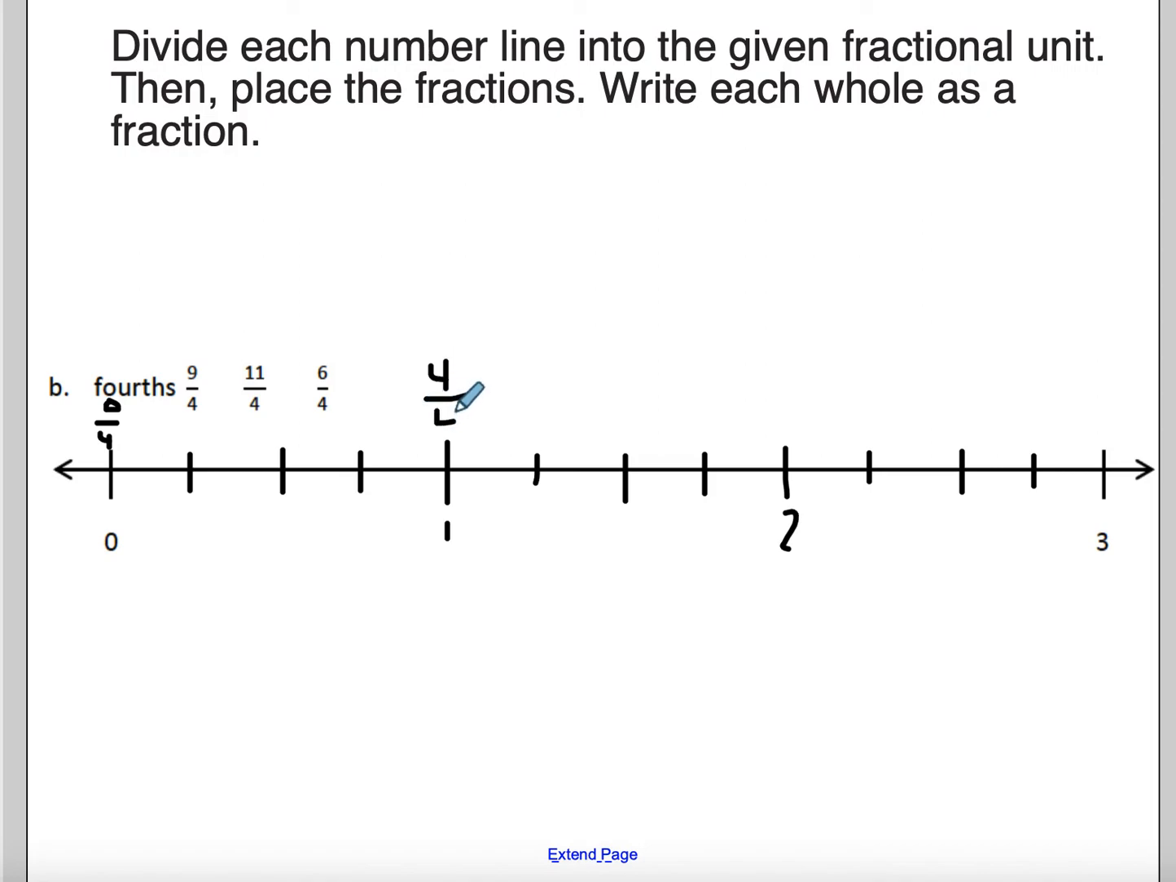When the numerator and denominator are the same, it is a whole. And then double that, 4 fourths, double that amount would be 8 fourths for 2 wholes. And lastly, 12 fourths.